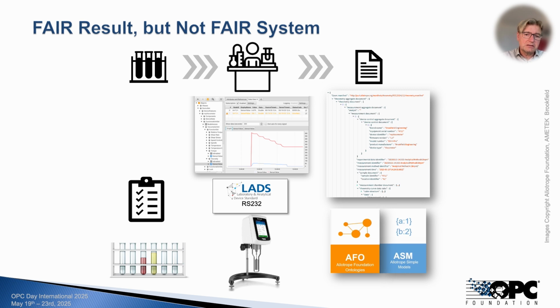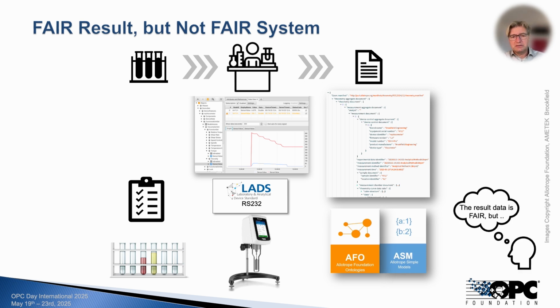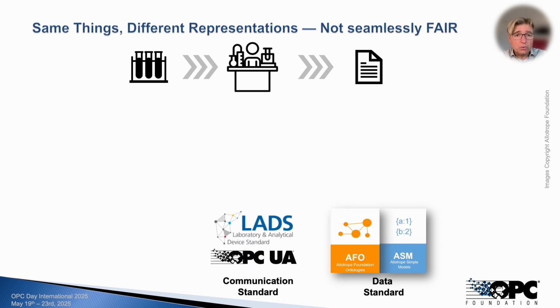Sounds great, right? But the user quickly realizes something's still missing. Sure, the result data is FAIR, but the system isn't. It's a classic halfway point: structured documentation, but still lacking semantic continuity from generation to result. So, what exactly is still missing? Well, the result data is FAIR, but the systems that generate, transfer, document, and process it still speak different languages.